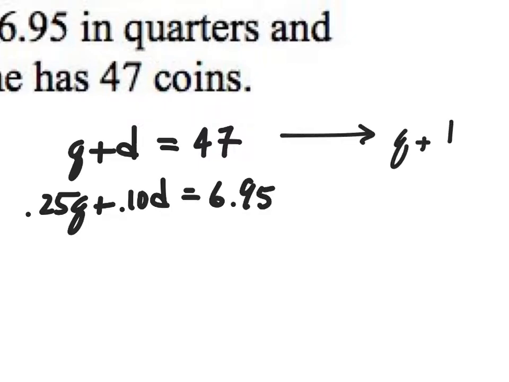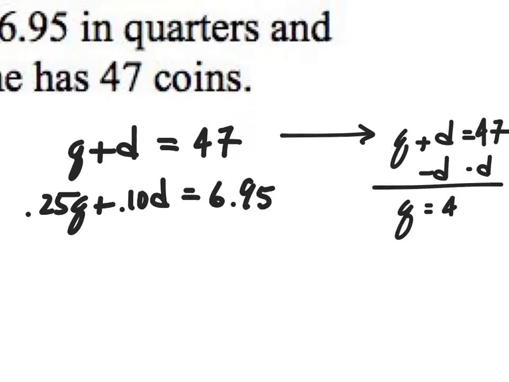And I'm going to solve this for Q. It doesn't matter what I do, but I'm going to subtract D from both sides, and I get that Q is equal to 47 minus D. Now, because that's what Q is equal to, I'm going to substitute it into Q of my other equation.